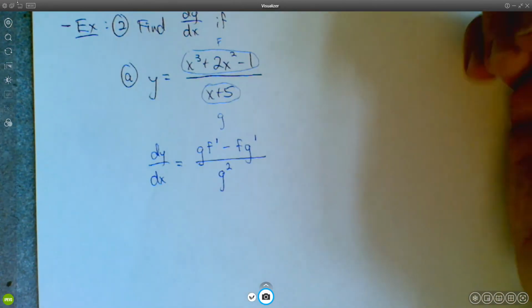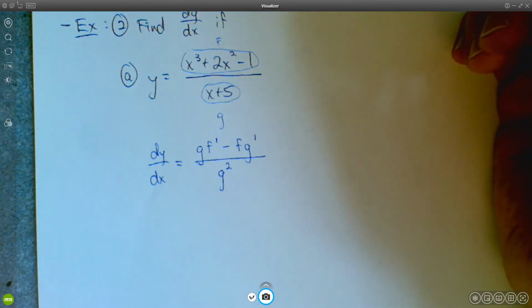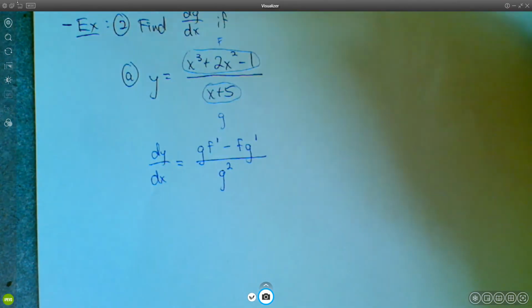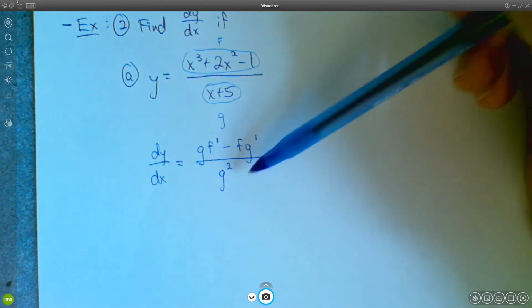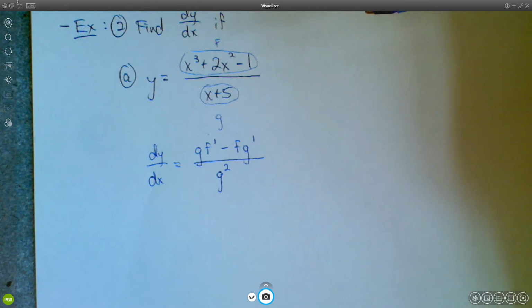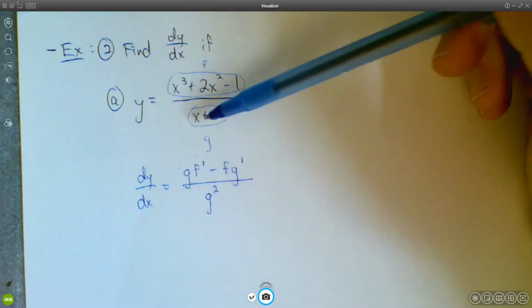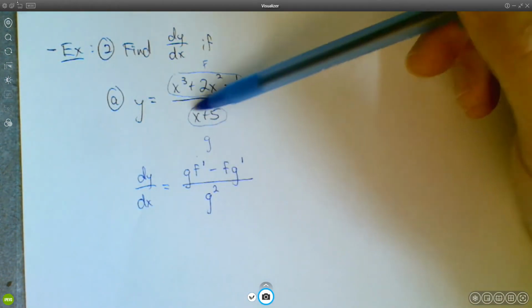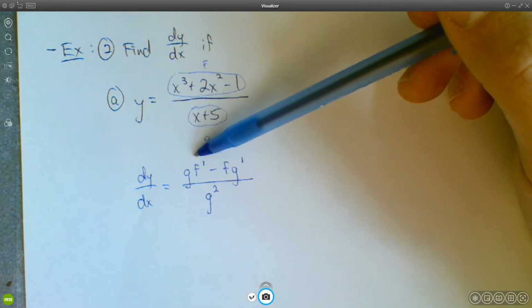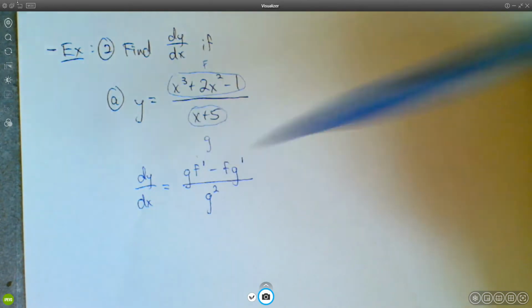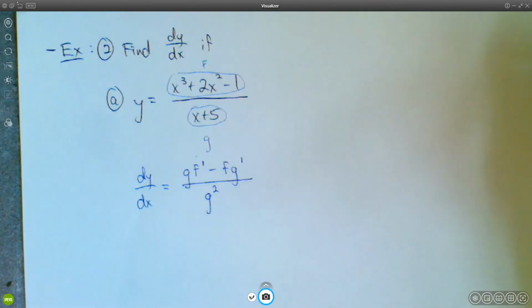So there's a mnemonic device that I learned to help me remember this rule, and it goes low d high minus high d low over low squared. I don't know why that helps me remember it, but for some reason it does. So if that's helpful to you, then you can also use that little mnemonic device. But yeah, it's low, the bottom, d high, the derivative of the top. So low d high minus high d low over low squared.